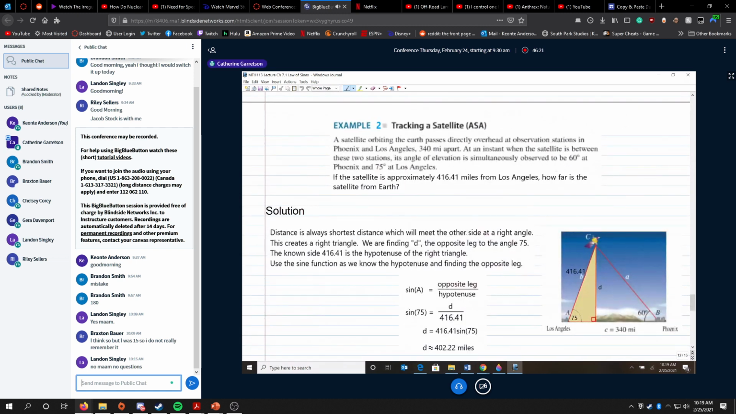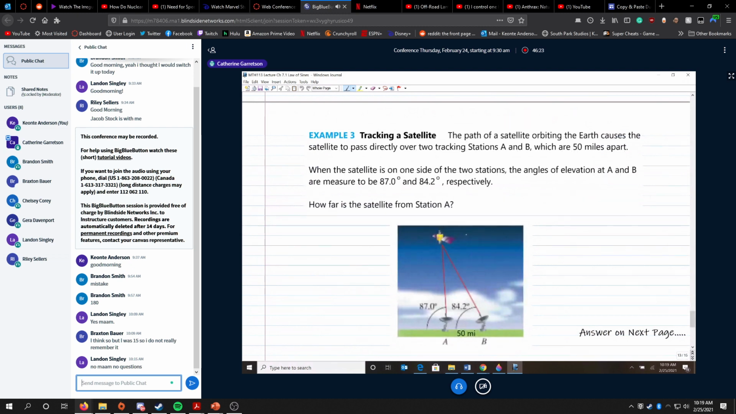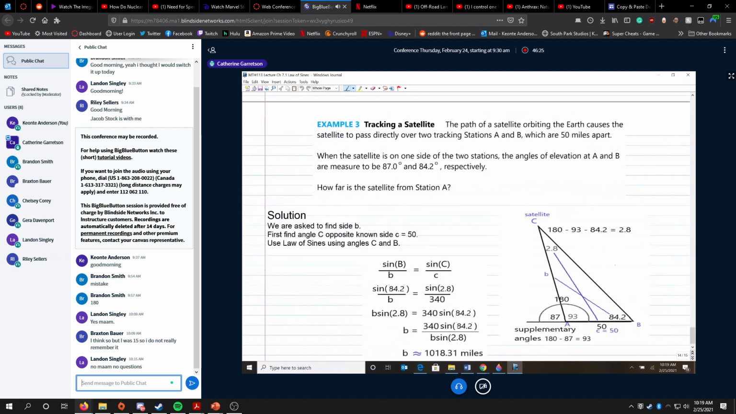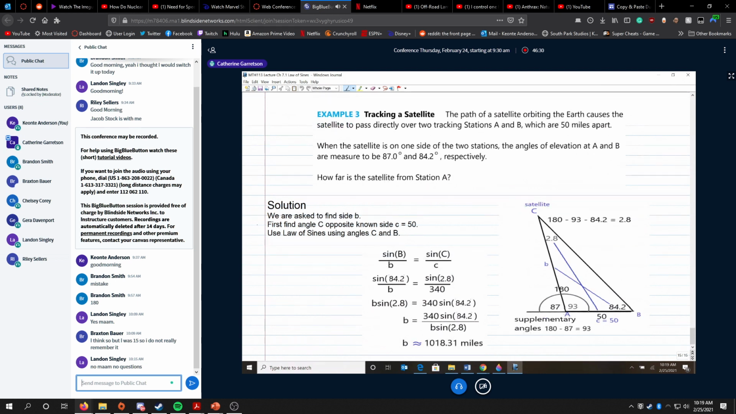It was just left over from the previous problem when I did it. It just didn't get changed. The number may be right, but it's not set up right. So let's go ahead and fix that.